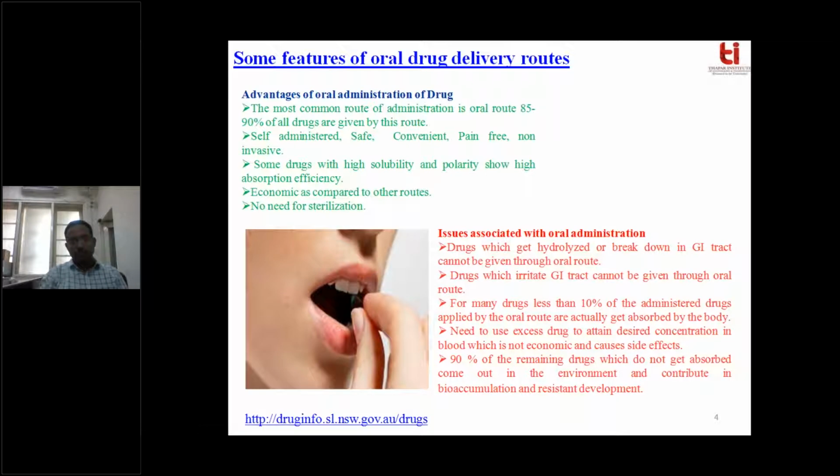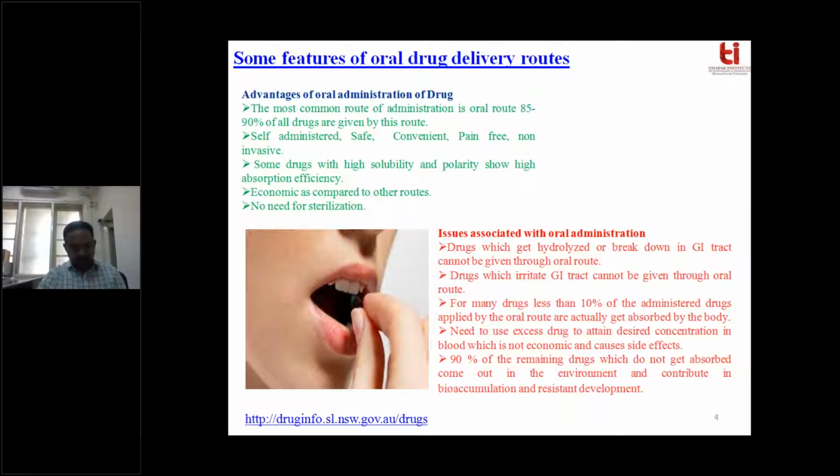Now, that window is not enough for many drugs which have low solubility or low permeability through the GI tract, and you see only around 3 to maybe 10% absorption of that drug into the blood from the GI tract, and the other 90% of the drug actually comes out through the feces. Now, why is that problematic?